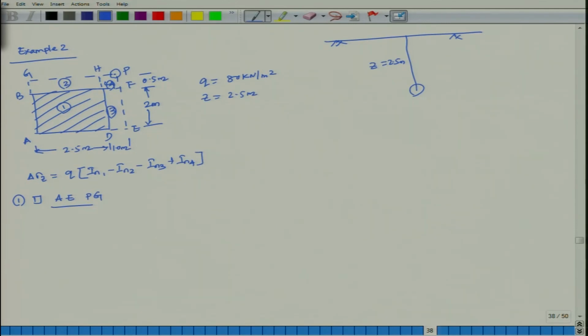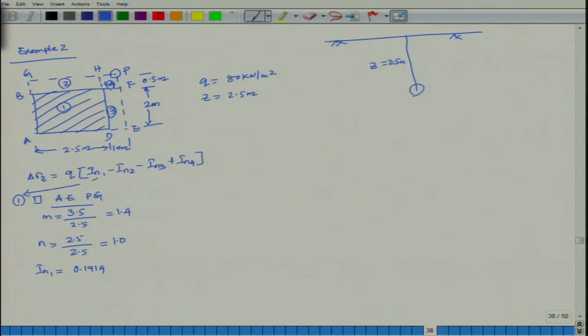In this case M is equal to the length, 2.5 plus 1, 3.5, so 3.5 by 2.5, which is 1.4. N is equal to 2 plus 0.5, 2.5 by 2.5, which is equal to 1.0. So, I_n1 from that formula or chart comes out to be 0.1914. First one is over, this is your I_n1.